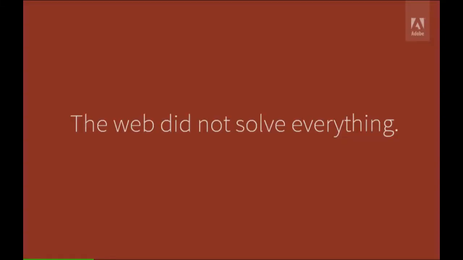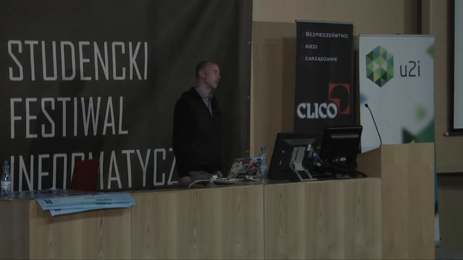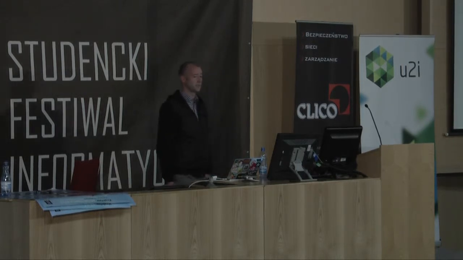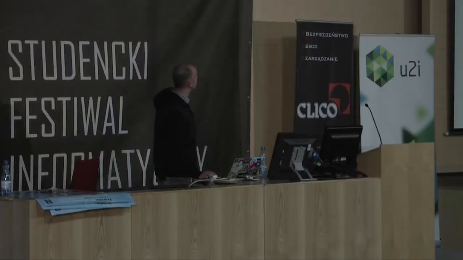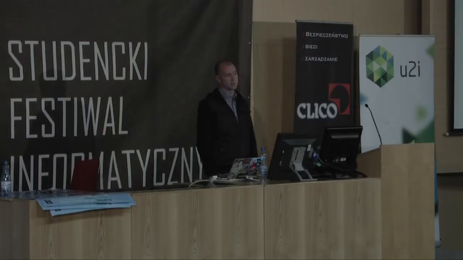The web definitely didn't solve things like accessing your device APIs. It also doesn't solve things like App Store distribution. And proprietary platforms with curated distribution isn't quite right either. These app stores are essentially methods of censorship, so we don't love it, but we've got to live with it. Our ultimate goal with PhoneGap is to not have to actually be around. And this sounds crazy, but this is a necessary stepping stone. We want to see the web browser be the thing that we're building to. We don't want Apple to tell us what we're allowed to run on our phone.